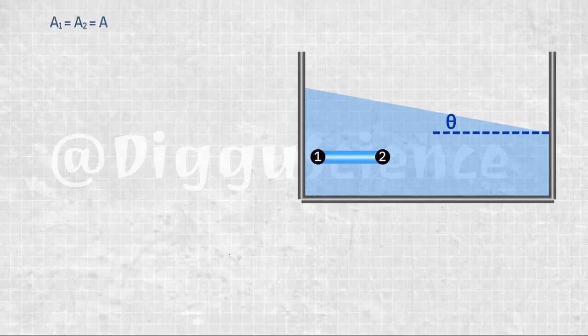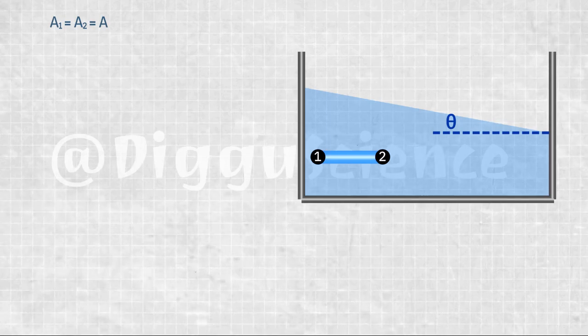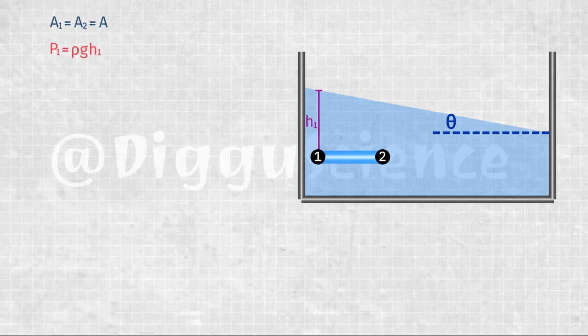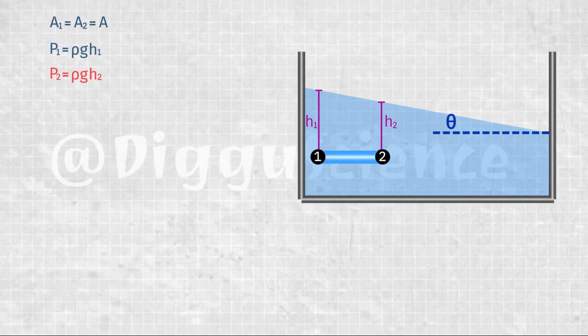The hydrostatic pressure at point 1 is different from the hydrostatic pressure at point 2 because the fluid depths at the 2 points are different. The hydrostatic pressure at point 1 is ρgh1. The hydrostatic pressure at point 2 is ρgh2.